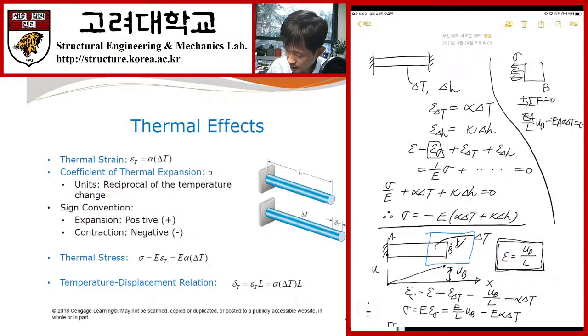So EA is cancelled, which means the displacement UB is equal to alpha delta T times the length L. Okay, and then how big is the stress? Here the stress is equal to 0, so it is free expansion. Any other questions?